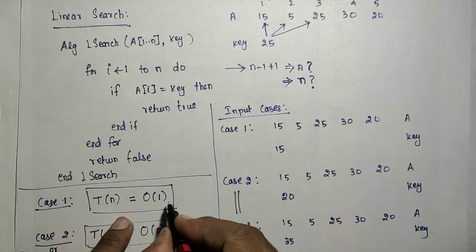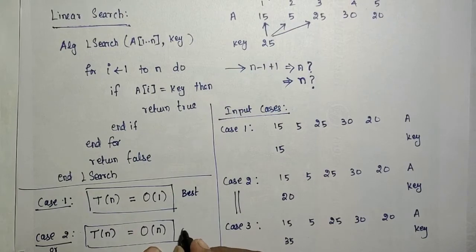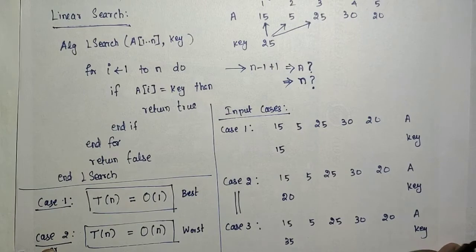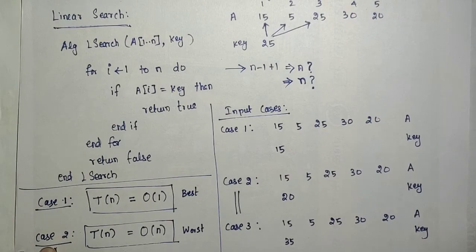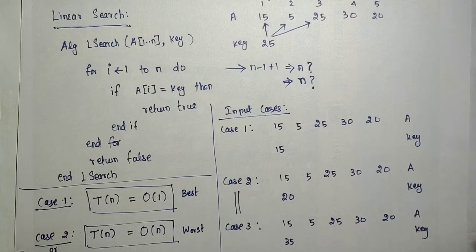So this complexity is called the best case complexity. This complexity is called the worst case complexity. Okay. So worst case complexity is nothing but, for the worst case input, what will be the complexity? Best case complexity means for the best case input, what will be the complexity? The input is the best, what will be the complexity? The input is the worst, at that time what will be the complexity?